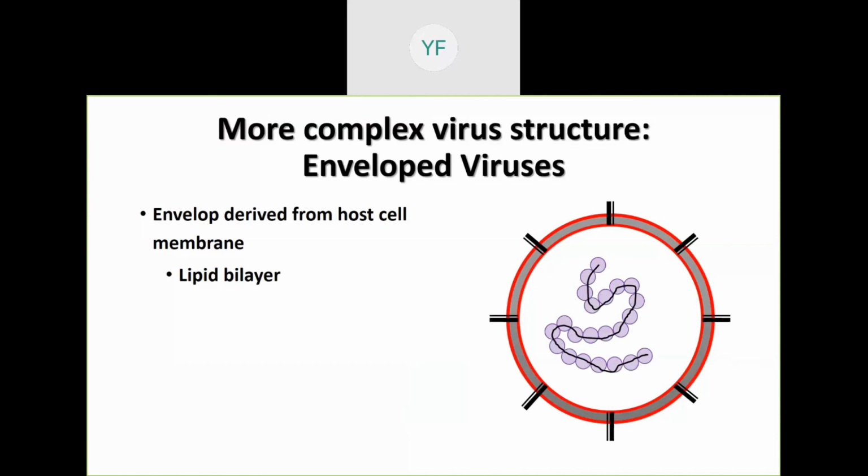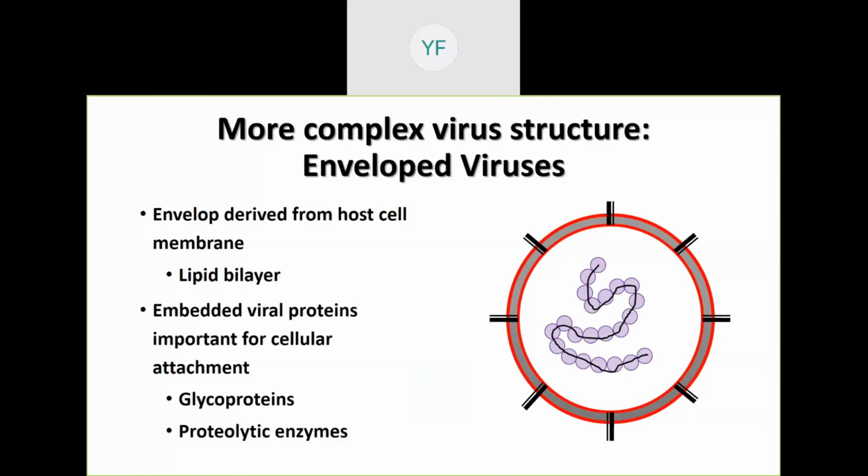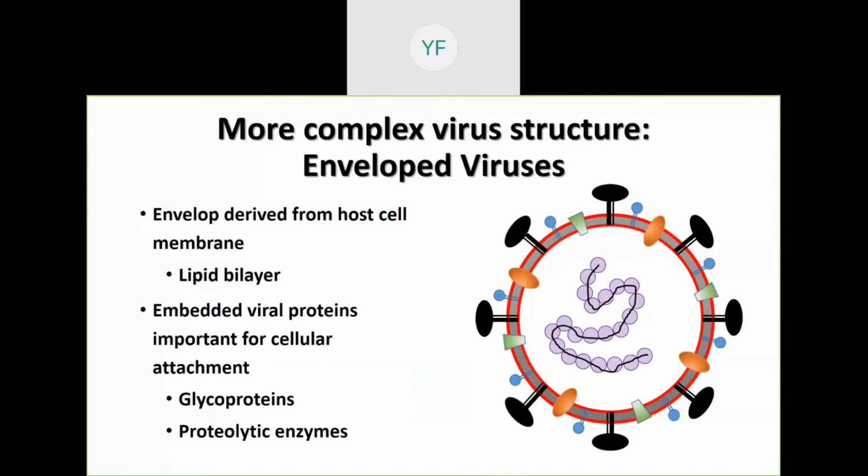Another very important structure that enveloped viruses have are viral proteins that are associated with or embedded in that viral envelope. These are very important for allowing the virus to attach to host cells, to be able to fuse and enter those host cells. They're also very important for maintaining the integrity of that viral envelope, and at the very end of the viral infection cycle, they're important for getting new viral particles out of a host cell.